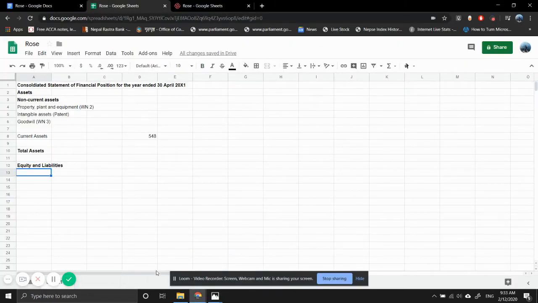So I'm just putting in the figures first of all. Share capital, retained earning. This will be from working note number 5, right? And then other component of equity, working note number 6, right? And then translation reserve, working note number 7. This will be total, and then non-controlling interest, note number 4, right? So once this is done, then we have our total equity.